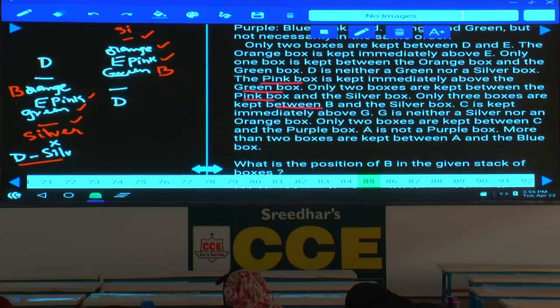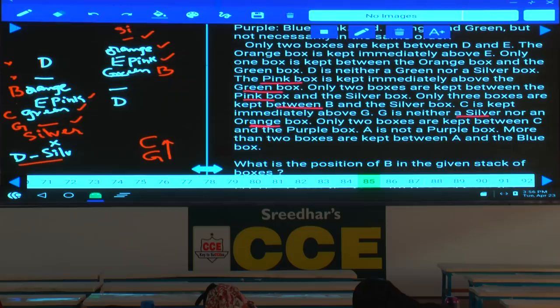This C and G must be together. As C is kept immediately above G, and G is neither a silver box nor an orange box, G cannot be silver, cannot be orange. Now we should have C and G on two consecutive places. C and G cannot be here, cannot be here, cannot be here. And C and G must be what? C is green. And G must be in between green and silver. That is the only possible because G cannot be silver and G cannot be orange.